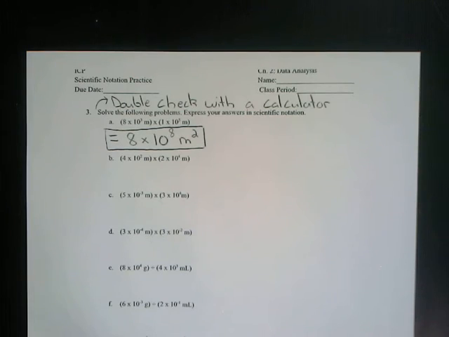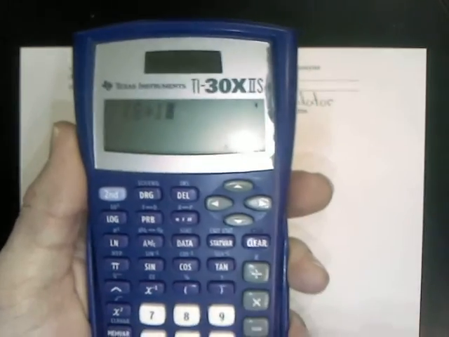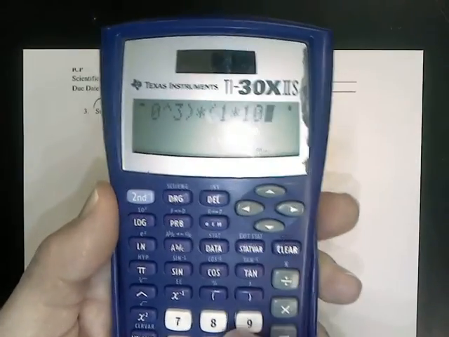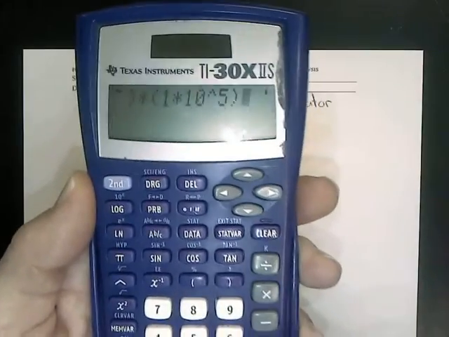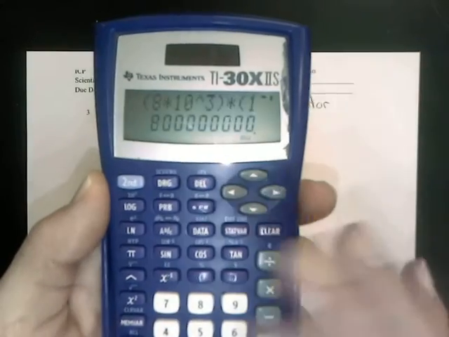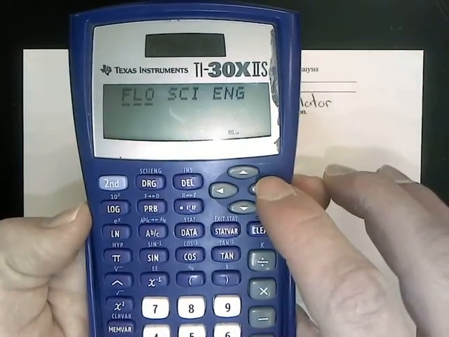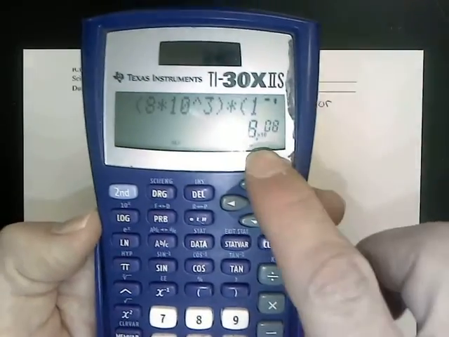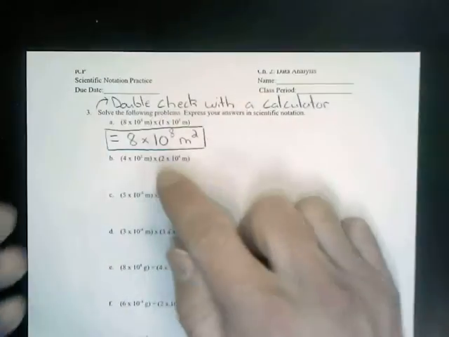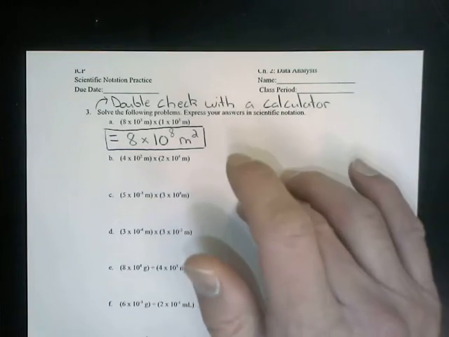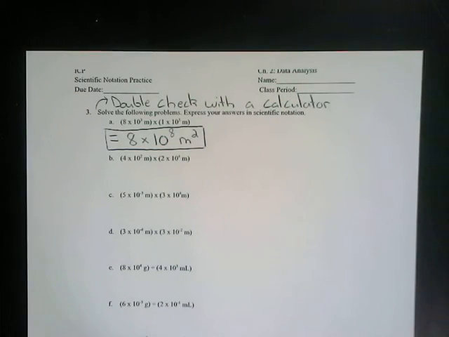So again, I'm going to put it back in our standard mode here. And I'm going to put 8 times 10 to the 3rd times 1 times 10 to the 5th. We press enter. Again, we're not in scientific notation. We change that here on our calculator. And look, 8 times 10 to the 8th. Exactly what we just came up with on our problems using our rules with our exponents.